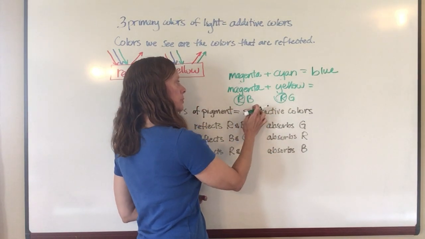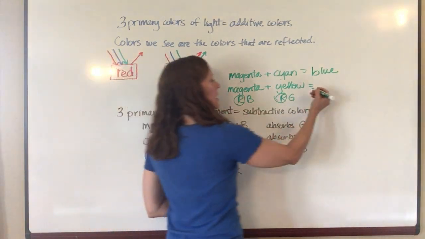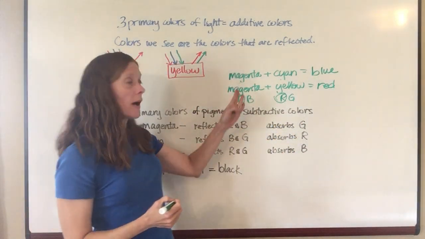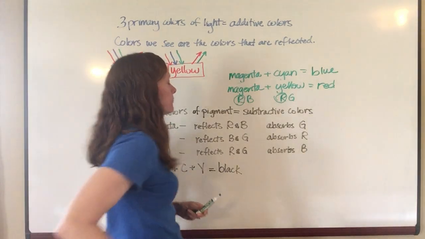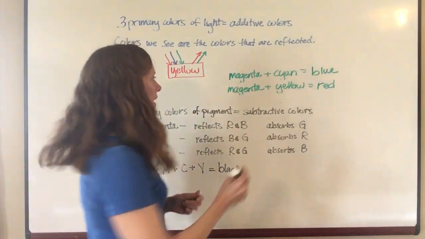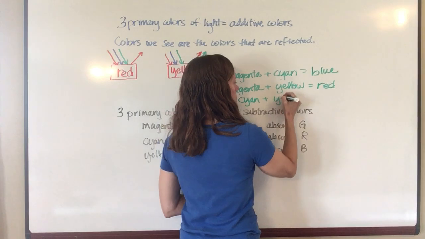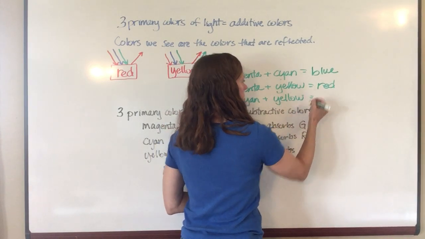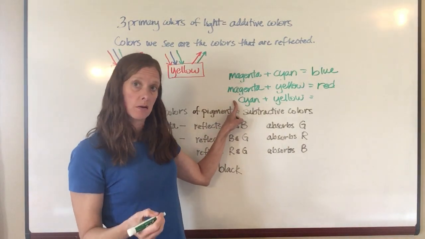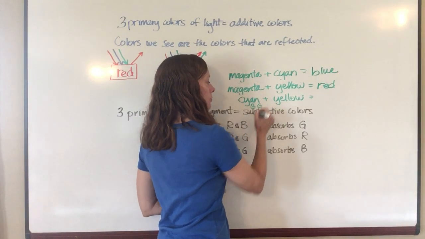The yellow will absorb the blue, the magenta is going to absorb the green, so the color that they both reflect is red. So if you want to make red, you have to mix magenta and yellow together. Okay, so we've got one more combination we can go through here. What if I mix cyan and yellow? Okay, so again, think about what colors are being reflected. What two colors does cyan reflect? Cyan is going to reflect blue and green.